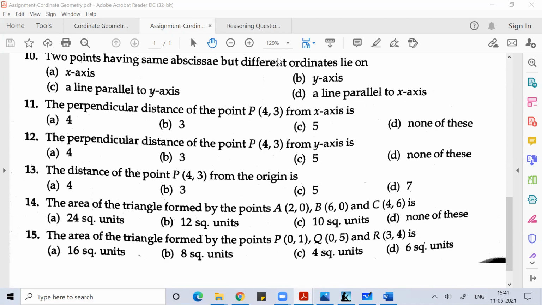Sir, is it 6 square units? Sorry. Yes, sir. Dharna, did you understand? I took 4 as the value while doing this. It was 3, so that's why I got 8.